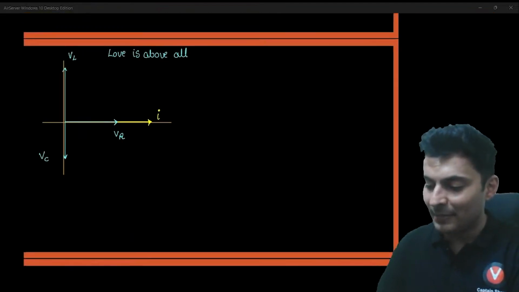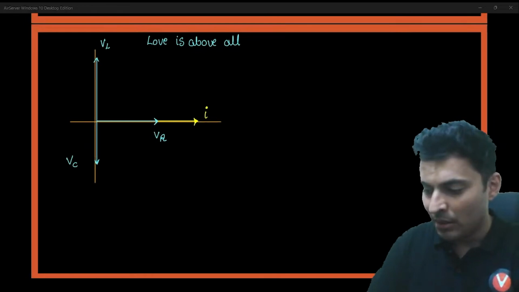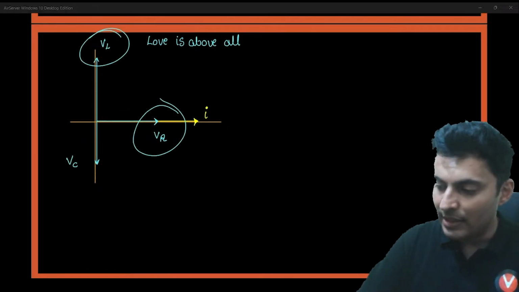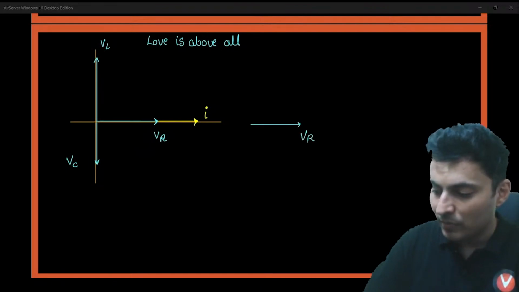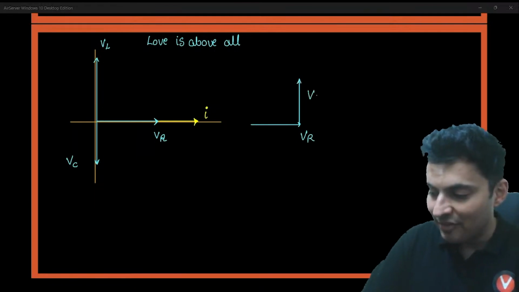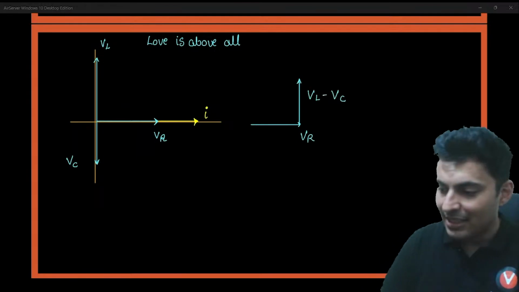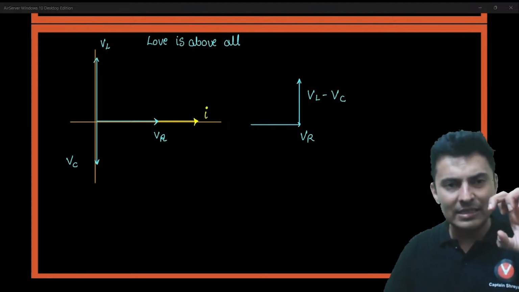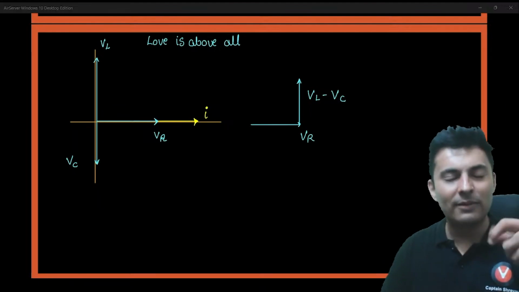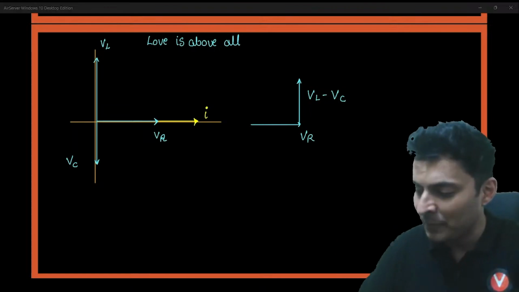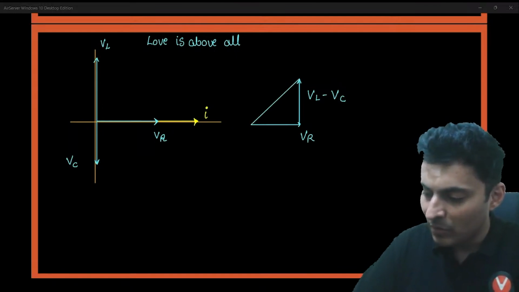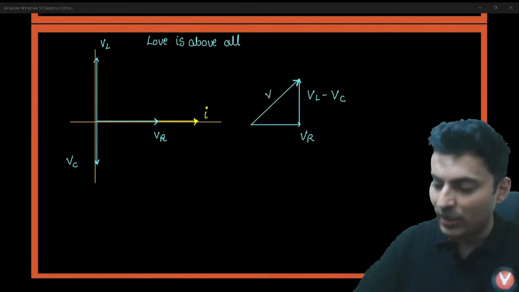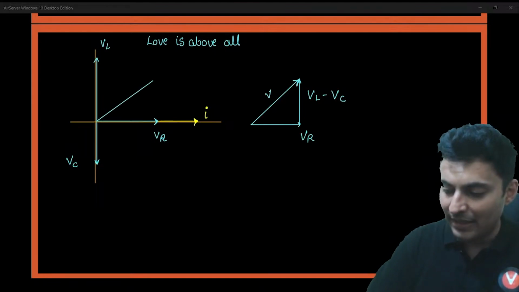Now, these three vectors, if you add them, VR, VL, VC, then it looks something like this. You will be left with VR over here, and another vector over here, which is VL minus VC. VL is more, let's say VC is less, then VL minus VC is the leftover vector because both of them are opposite to each other. So you add them using triangle law, and what you get is this particular vector, which is the total voltage.